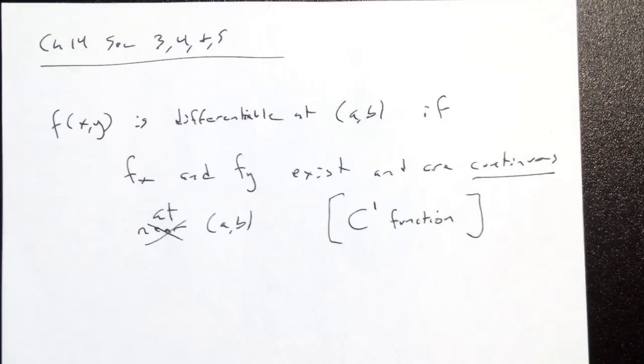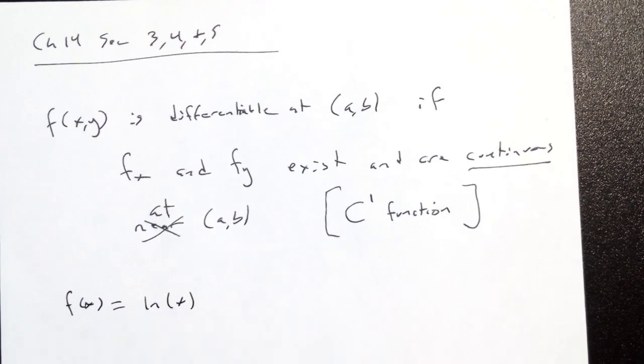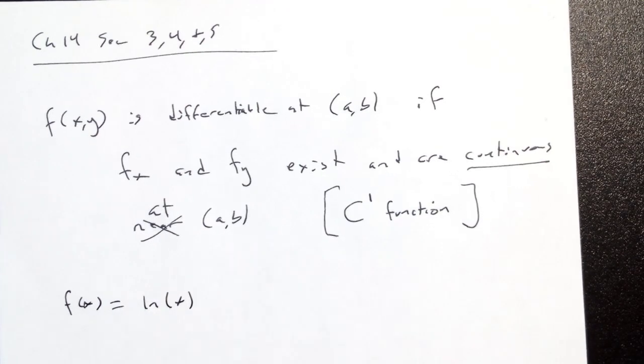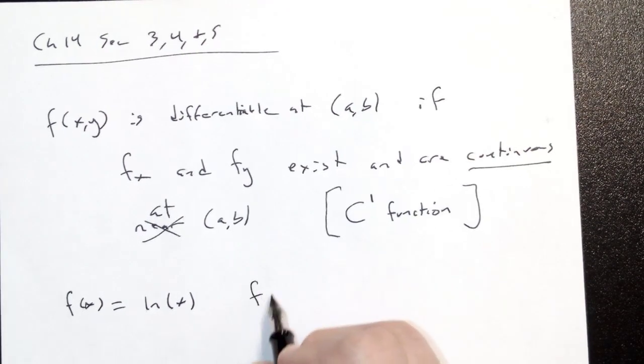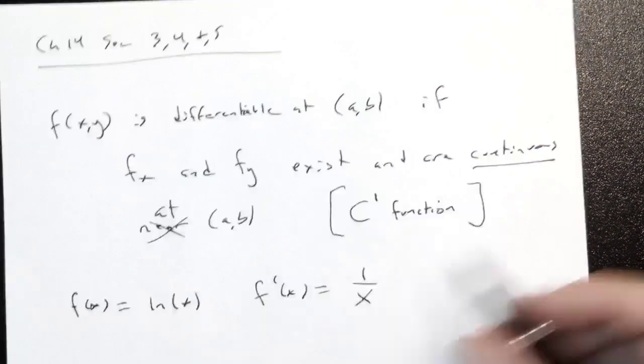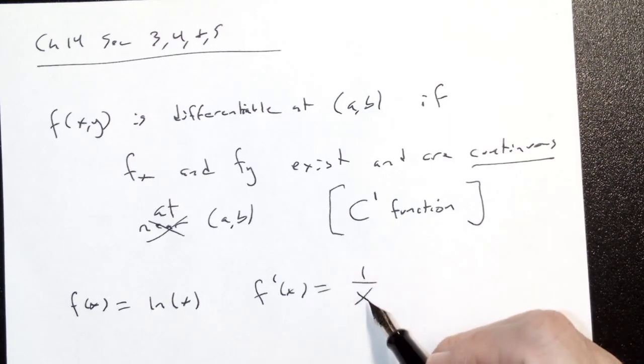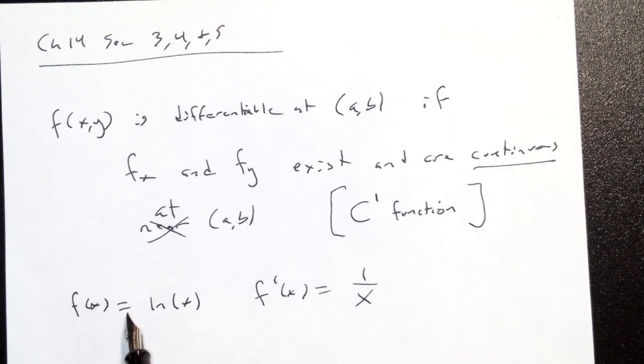So for example, if we think of f of x equals ln of x, that's a perfectly differentiable function, right? But if I look at the derivative, f prime of x is 1 over x, that fails to exist at 0. It's continuous for all x not 0. This is only continuous when x is bigger than 0.